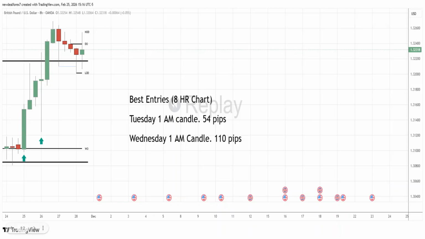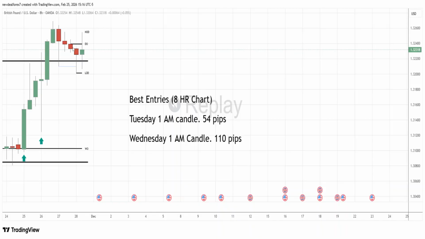That's all. So the best entries here for the 8-hour chart would have been at 1 a.m. on Tuesday. That gave 54 pips. Or if you could have got the low of this candle here and maybe caught the change of state of delivery, or maybe a fair value gap somewhere in here, you could have got 110 pips on Wednesday between this candle and this candle, right? And then, like I said, that consolidation and retracing from Thursday through Friday is what this is right here.